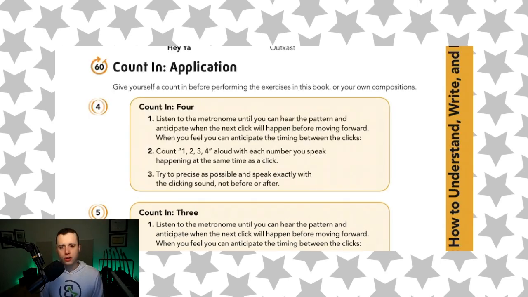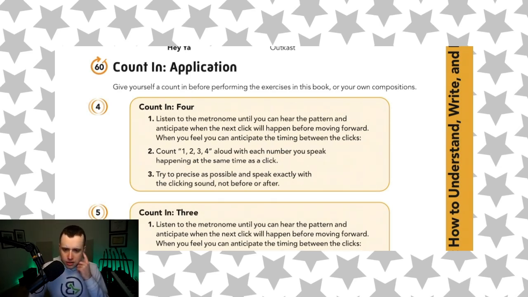You are going to learn how to do a count-in in groups of 4, which is what you just heard in all 3 songs: I Saw Her Standing There, Patience, and Hey Ya. There was a 1, 2, 3, 4 that happened before the music started. So you're going to learn how to do that. You're also going to learn how to count in for 3, because in this book and in this course, you're going to be working in groups of 4 and in groups of 3. Set a metronome to 60.